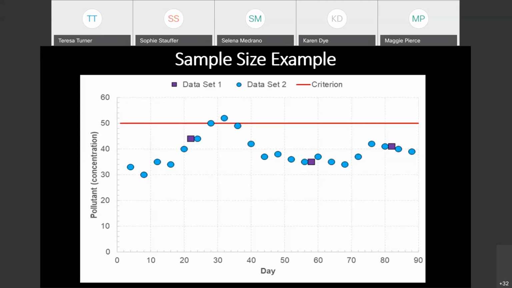You see some exceedances of the criterion, and then you also start to wonder, this is a long amount of time here. It looks like maybe a weekly sample over 90 days. Maybe there's something seasonal going on here. Maybe it was just some sort of discharge or something, who knows, but it looks like there's some sort of pattern going on in this water body.